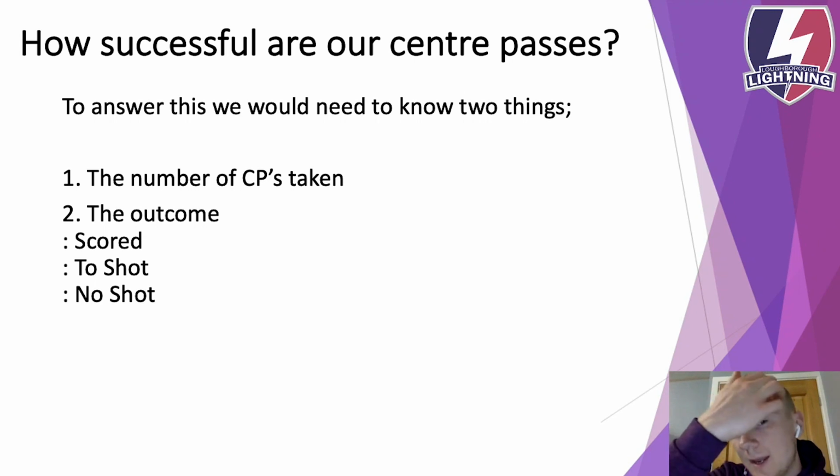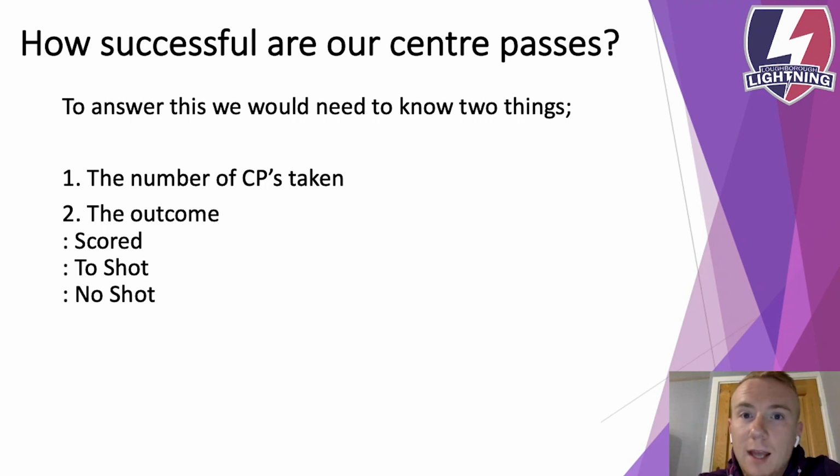The second thing we need is split into three, and that is the outcome of that center pass. Typically, there are three outcomes to every center pass. We can score it, we can take it to a shooting opportunity but not score it, so that would be the second one down, to shot, or the center pass might break down before we even get a shooting opportunity. So what we would do in this case is record the outcome of each of those center passes taken.